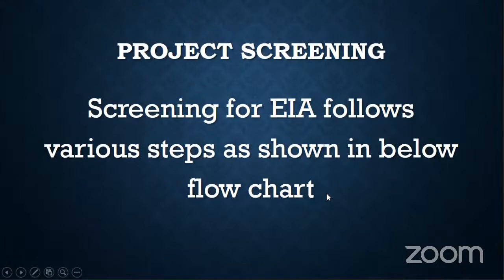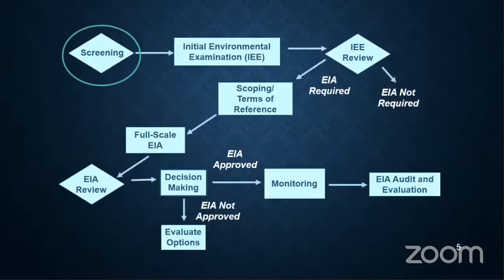So in the first step, project screening. Screening for EIA follows various steps, which we can see in this chart. So screening follows initial environmental examination, say in a site where the project is going to take place. There we need to do some initial examination, the initial environmental examination.